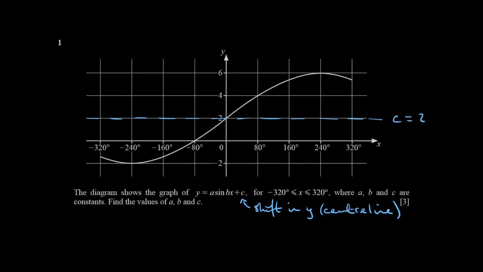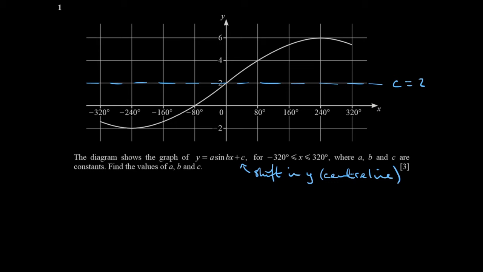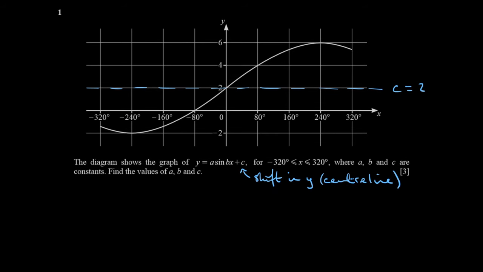Now, b is the one that always causes students difficulty, and the reason is because they misremember what it means. They tend to think that b is the period. Now, b is not the period. I want to make that very, very clear. It is related to the period, but it is not the period. This is the number of waves in 360 degrees, or if you're in radians, 2 pi radians. So b is the number of waves in 360.